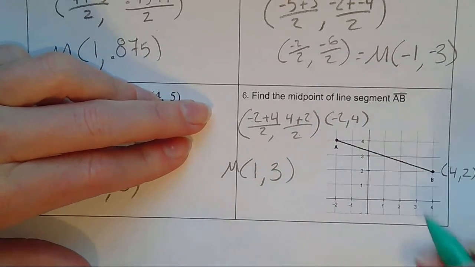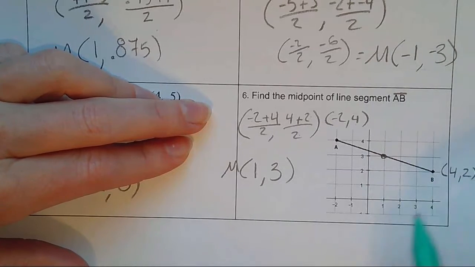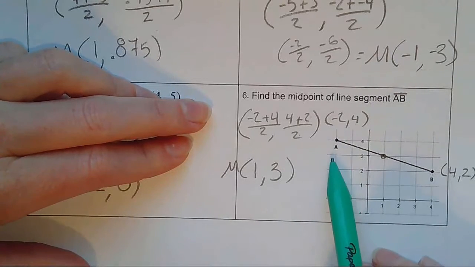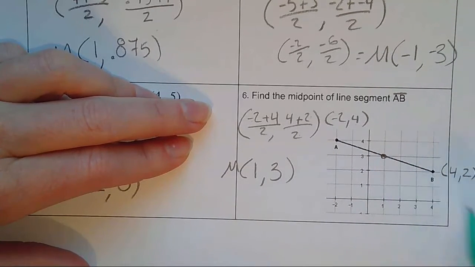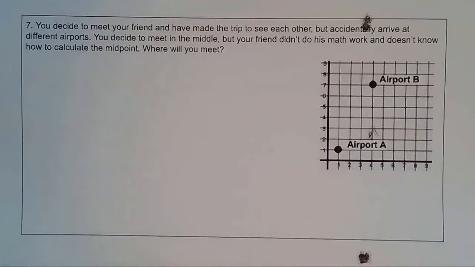So let's go graph 1, 3. Well, that's good. It definitely better be on the line. And you can see that it's counting down 1 over 3, up 1 over 3. It's the exact same thing. It definitely is the midpoint. All right, and our last question.